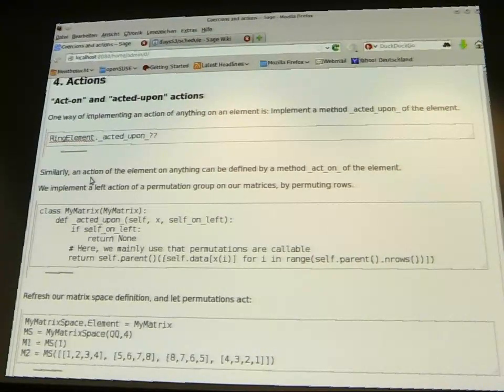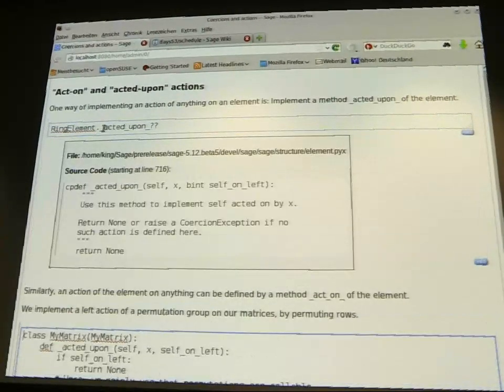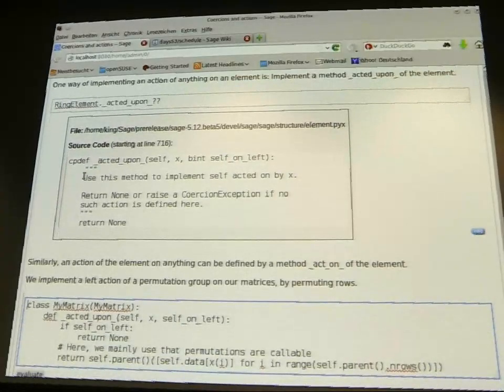Now actions. Actions can of course be fairly general. Sage would not check the mathematical properties of an action, like that when a group acts on something, there must be some compatibility and so on. Sage would not check these, so it is your job to make sure that it really holds. But I only tell you how to implement such actions. And one way is to define a method called _acted_upon_. So what does this method do? You see here the default implementation.